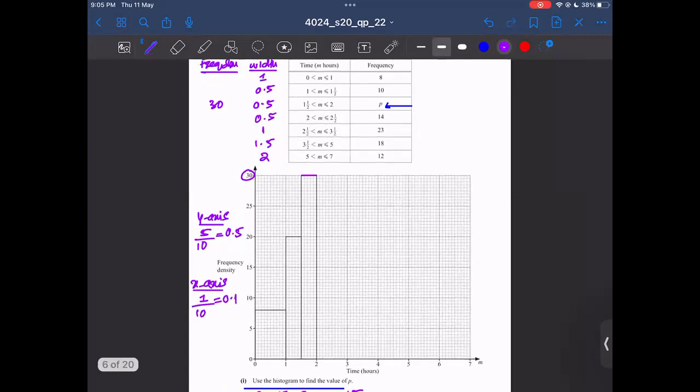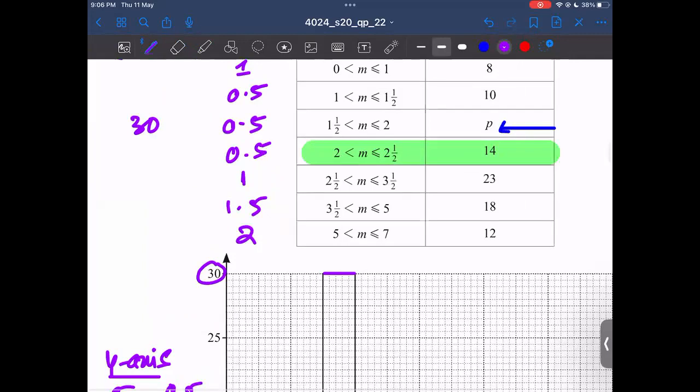We need to plot the third one here. From 2 to 2.5, what is the frequency density? So frequency divided by width. 14 divided by 0.5 will give you 28.